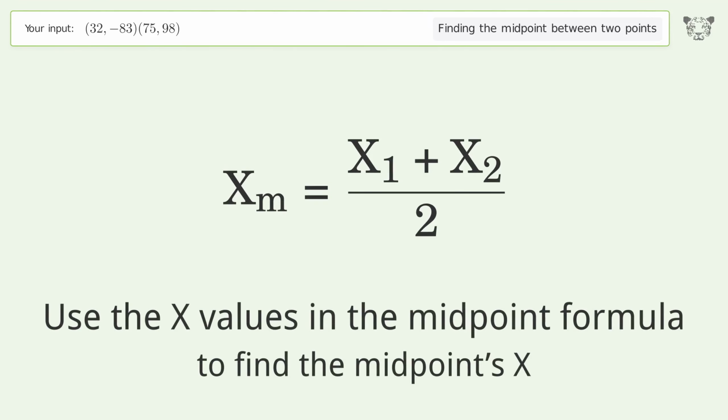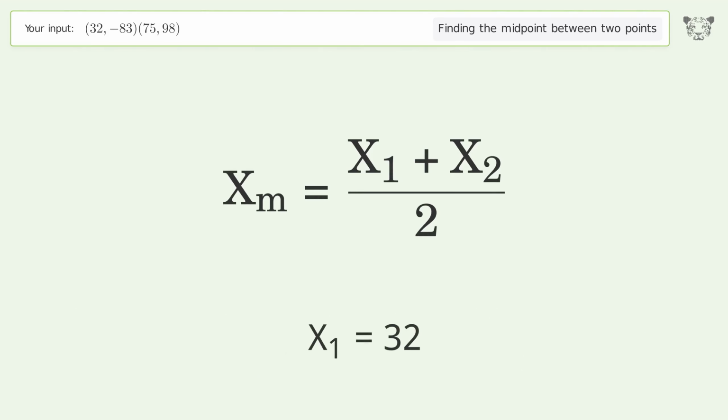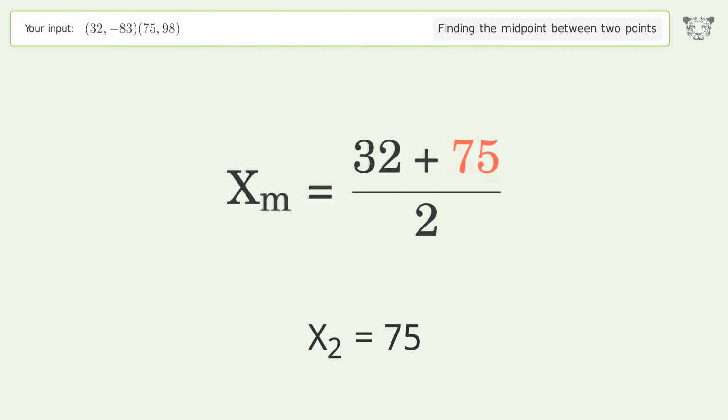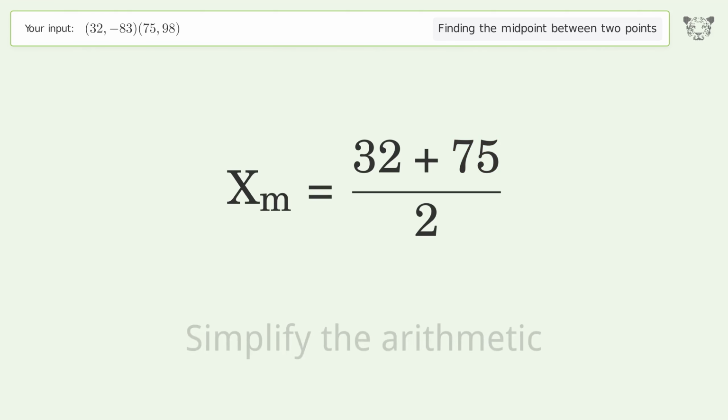Use the x values in the midpoint formula to find the midpoint's x. x1 equals 32. x2 equals 75. Simplify the arithmetic.